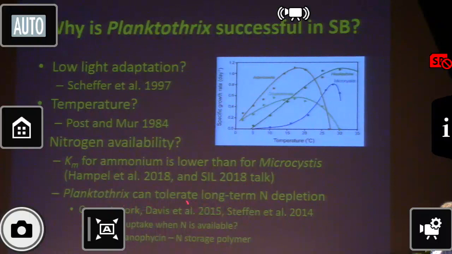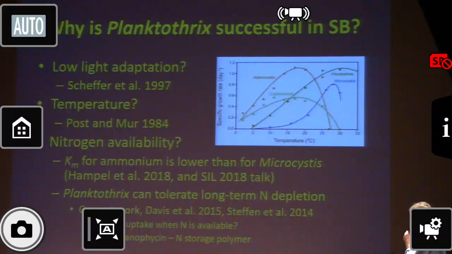And one thing I want to focus on is that there appears to be luxury uptake when nitrogen is available early in the spring. They produce a nitrogen storage polymer, and we've been looking at the regulation of the genes involved in cyanophycin synthesis, this nitrogen storage polymer, and cyanophycin degradation.